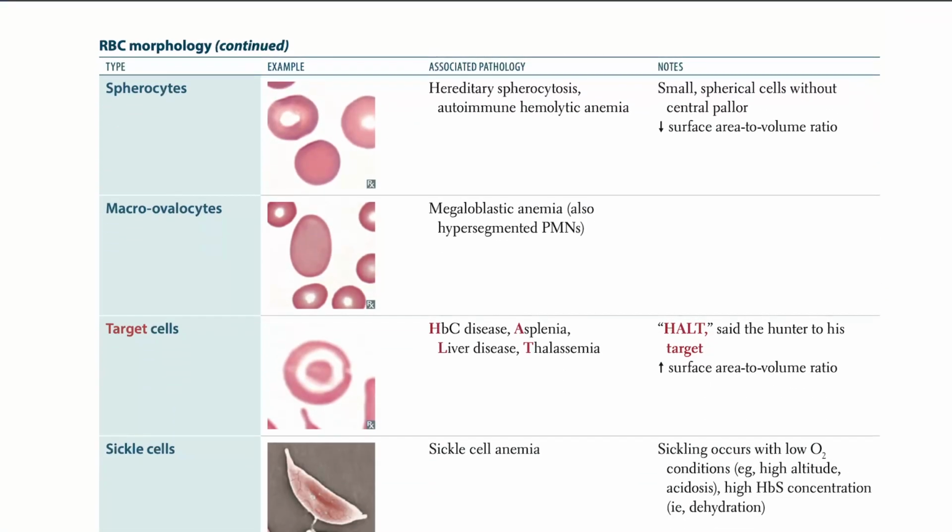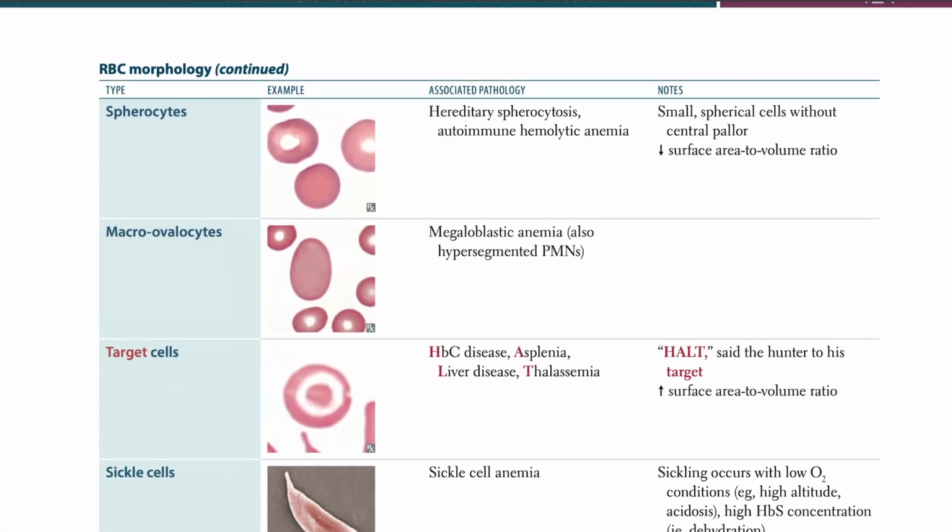Okay, coming on to spherocytes. Spherocytes are seen in hereditary spherocytosis and autoimmune hemolytic anemias. They are the small spherical cells without central pallor, and you have a decrease in surface area to volume ratio.